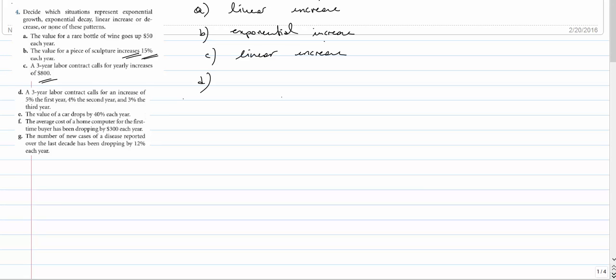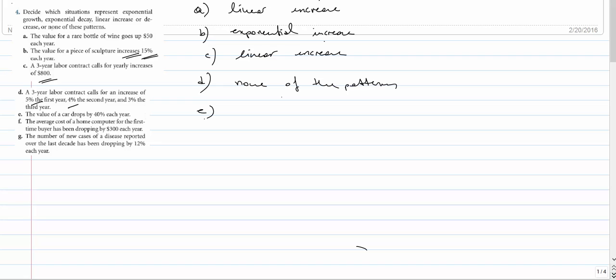D, a 3-year labor contract calls for an increase of 5% the first year, 4% the second year, and 3% the third year. None. The ratio is not constant. None of the patterns.